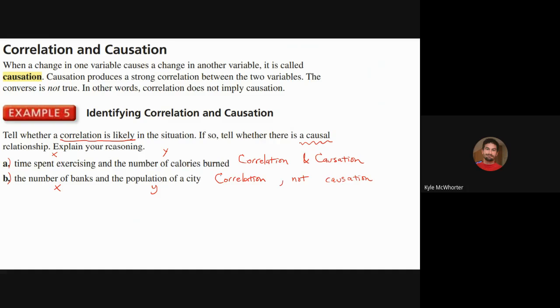What happens a lot of times is people on the news or elsewhere will say, look, the data shows such and such. It might be a correlation, but not a causation. Maybe it's the other way around. Maybe the population of a city makes you have more banks. If the city is more populous, then you could have more banks. There might be causation in that direction, but not in this direction. The number of banks in a city doesn't determine how many people live there.